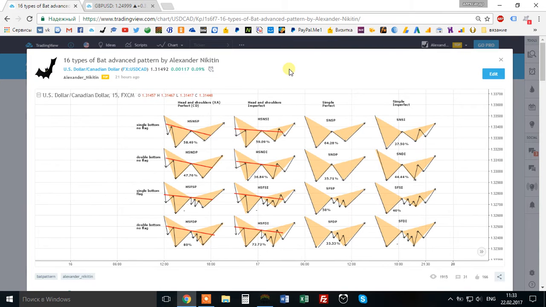What happened recently? I posted this table. This is the 16 types of bad advanced pattern by Alexander Nikitin. This is me, Alexander Nikitin. It is a part of my research work that I did about 2 years ago. And the origin of that research work was in my backtest. I've been backtesting bad patterns on 5 minutes, on 15 minutes, on 1 hour, on 4 hours, on Euro dollar, on Aussie dollar, on Euro pound, on the pound dollar, on many pairs, finding thousands of examples.